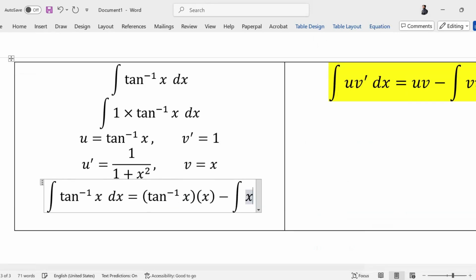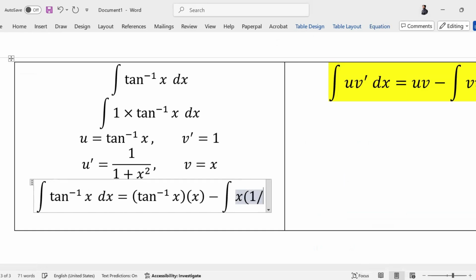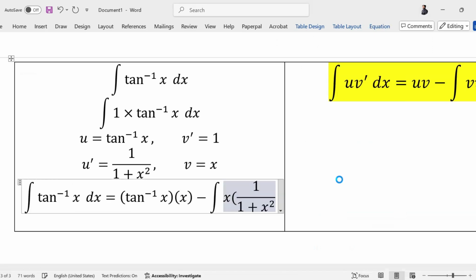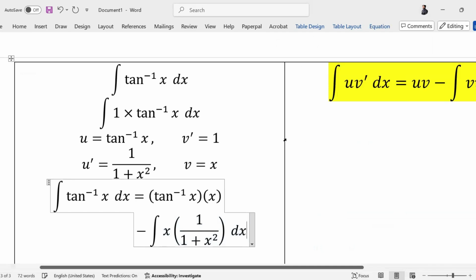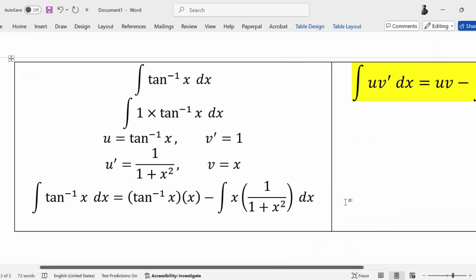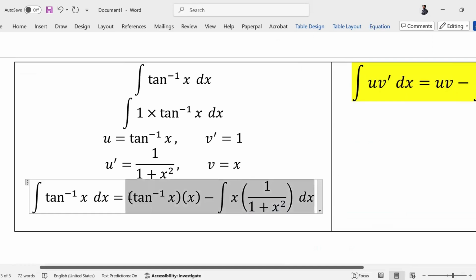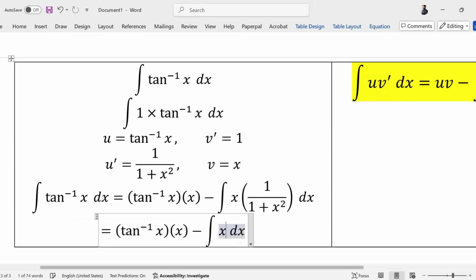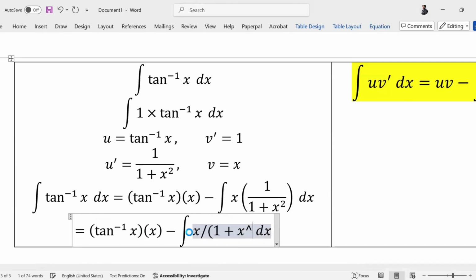v into u dash, x into 1 upon 1 plus x square. Can x cancel with x square? No, it's being added, it cannot cancel out. So how does this all simplify? No, first let's see, do we need to apply? If I simplify this, so x upon 1 plus x square.